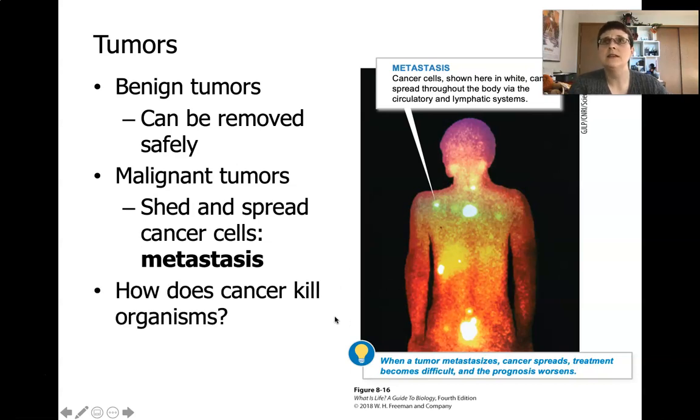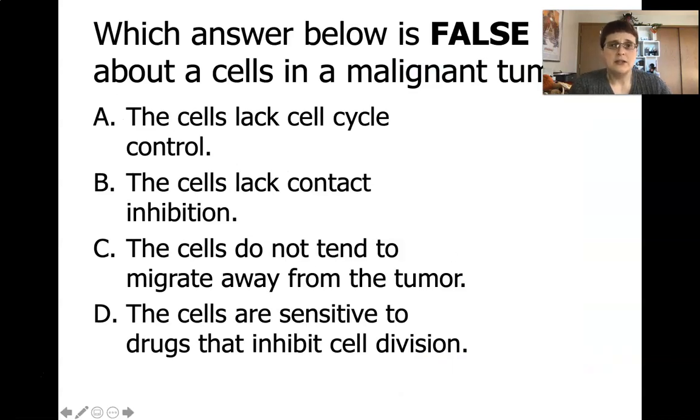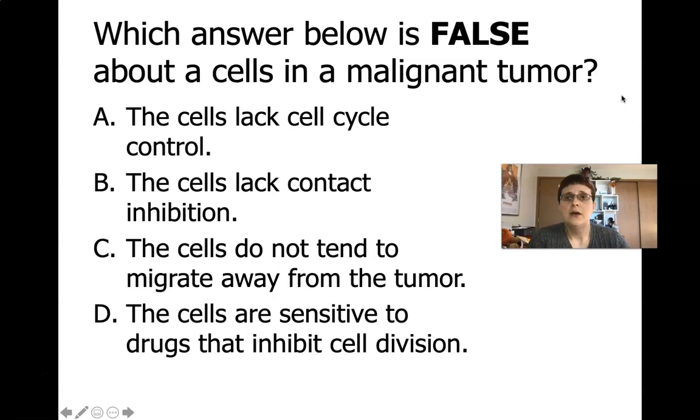So then the question is, how does cancer kill organisms? And we'll get to that. I do have a question. So, which of these below is false about cells in a malignant tumor? That A isn't supposed to be there. So which of these is false about cells in a malignant tumor? And here, the best answer is C.